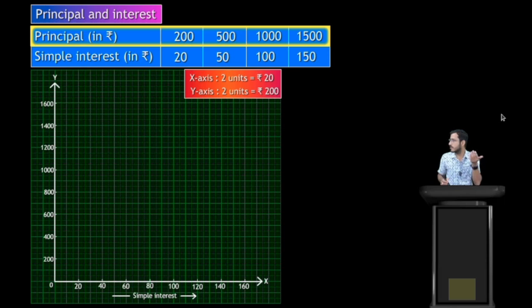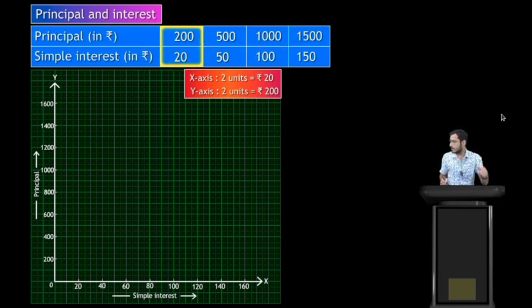Okay, that is 200, 500, 1000 and 1500. So on the axis you can see y-axis 2 units is rupees 200. So first we take 200, 400, 600, 800, 1000, 1200 and 1400, 1600 on the y-axis. Now plot the points. So here principal 200 and simple interest is rupees 20.